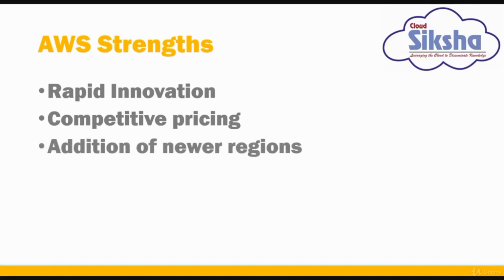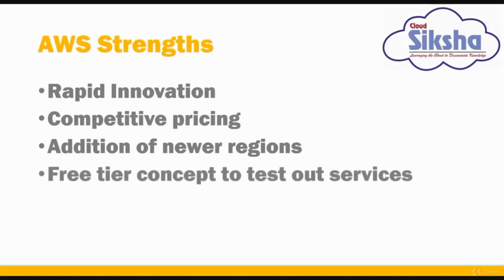AWS has also been adding newer regions. Recently, in India, they added Mumbai, and London was added, Seoul was added. When the regions come up closer to you, it is better for you in terms of network speed and in terms of compliance requirements and so on. In order for people to test the cloud, in order to test the AWS services, for many services, Amazon offers what is known as a free tier.